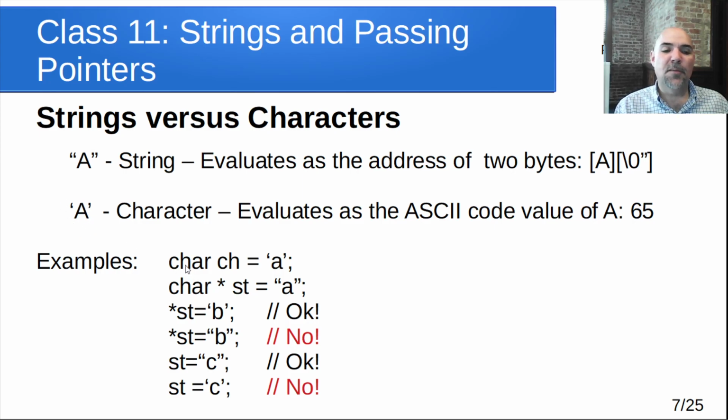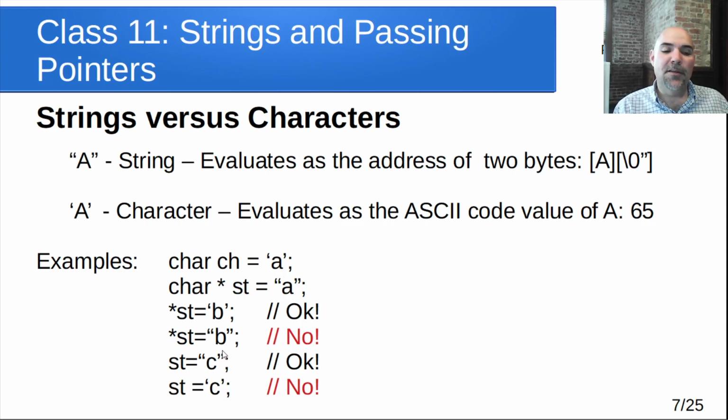All right, so here's some examples. Character CH equals single quote A. Totally fine. This is going to be a 65. So we're basically saying make this single byte variable, put a 65 in there when you initialize it. The next one, character pointer ST equal double quote A, that's going to say, okay, make this character pointer that's holding an address of character data, and then put the address of where this A and null live in memory. So the A followed by the null.